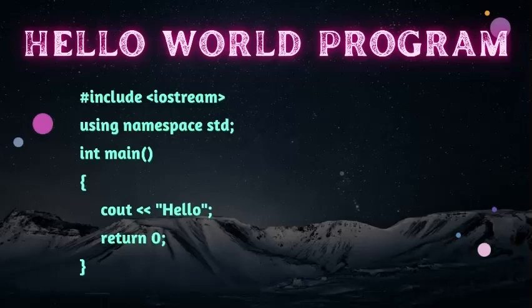Then the return statement, which is used to return the value that we specified in this function. We have mentioned the type of this main function as integer, so it must return an integer. Then we should not forget to add the curly braces which end the main function. Here the output is Hello World.